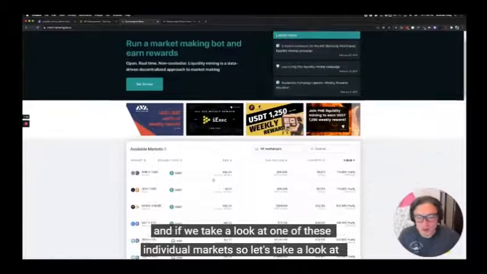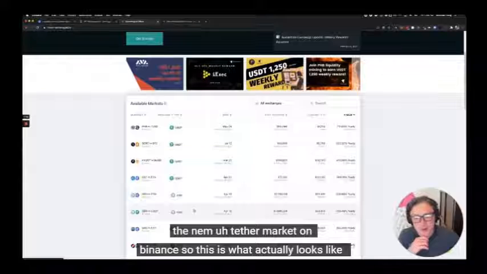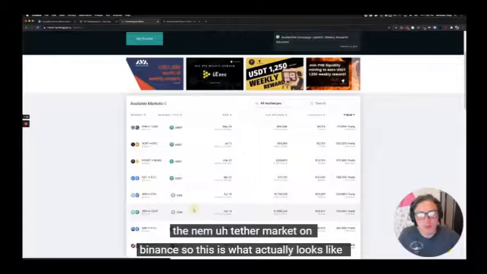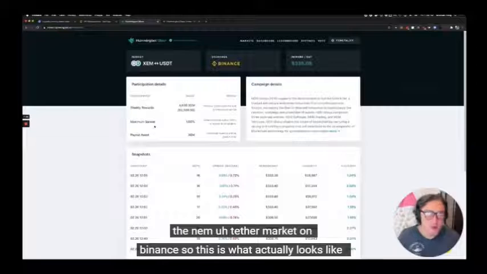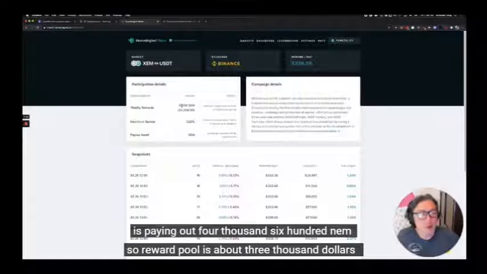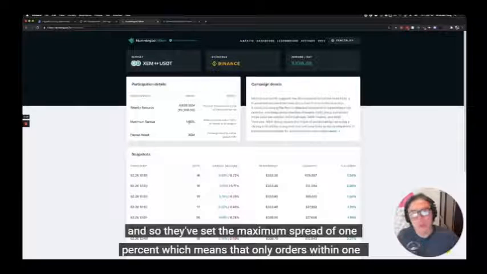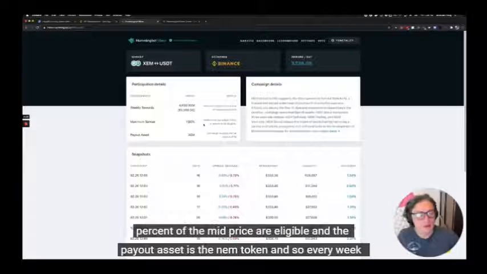If we take a look at one of these individual markets, let's take a look at the NEM Tether market on Binance. This is what it actually looks like for one market, one trading pair. In this week, NEM is paying out 4,600 NEM, so the reward pool is about $3,000. They've set the maximum spread at 1%, which means that only orders within 1% of the mid price are eligible. And the payout asset is the NEM token.